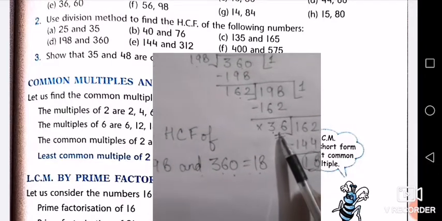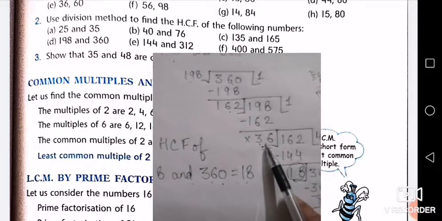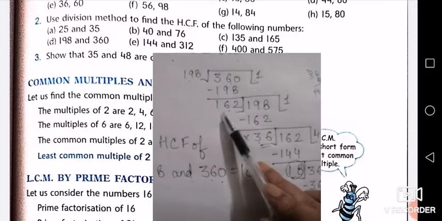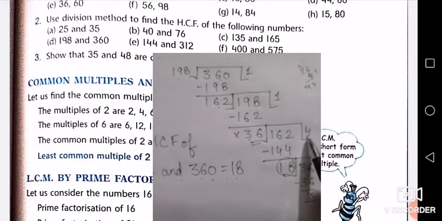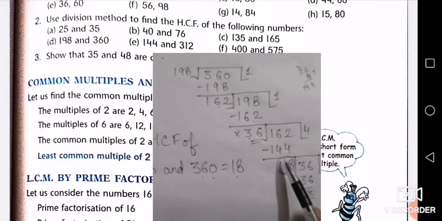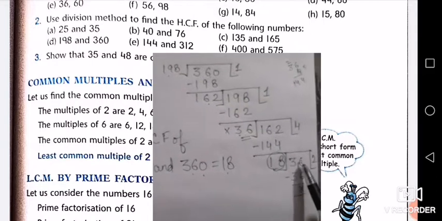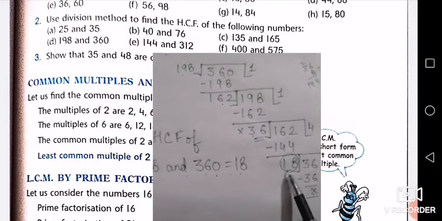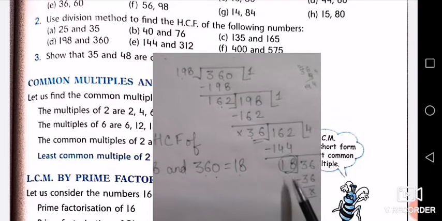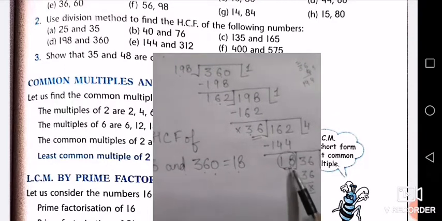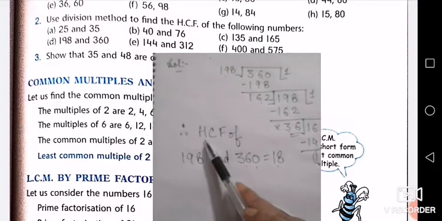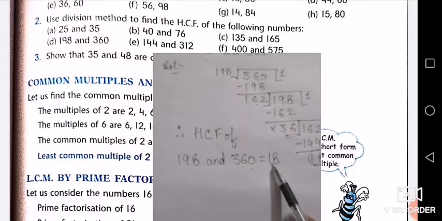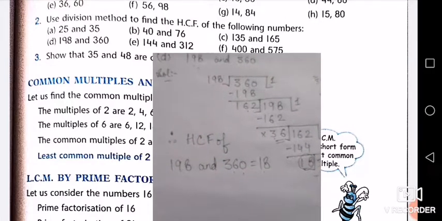Now 36 is the remainder, which will become the divisor in the next step, and 162 will come inside. It will go 4 times, 144, and you will get 18 as an answer. 18 2 times will be 36. You have got 0 as a remainder. The last divisor which gives you 0 as a remainder will become your HCF of the given two numbers. I hope all these steps are clear to you all.